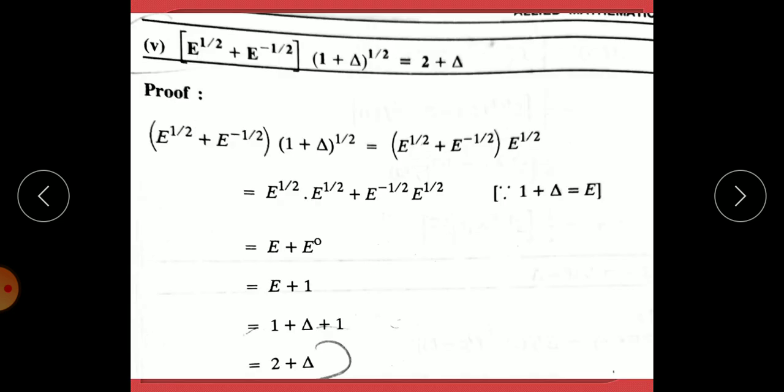These are the simple 2 mark questions, just go through them. So e power 1 by 2 plus e power minus 1 by 2 into 1 plus lambda whole power 1 by 2 equal to 2 plus lambda. Just take the left hand side, and this 1 plus lambda can be written as e power 1 by 2, and then multiply inside the terms. Since we know that 1 plus lambda equal to e, this is e power 0, so e plus 1, that is 1 plus lambda plus 1, which is 2 plus lambda, which we have proved with the right hand side.